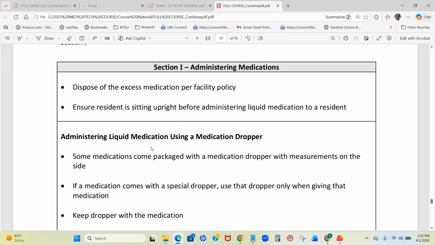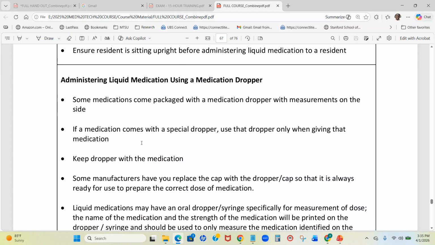Ensure the resident is sitting upright before administering liquid medication. They can aspirate on it. They can choke on it when they are lying too low in the bed. So always make sure they are sitting at least at a 45 to 90-degree angle on their bed so that their head is straight, everything is straight out, not tilted, so they don't aspirate on it.